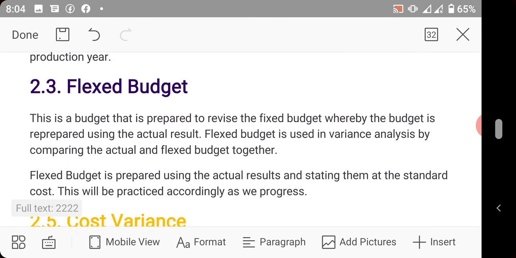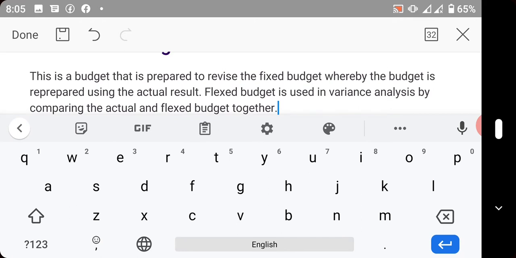This flexed budget is a budget that is flexed, adjusted to reflect the actual activity at the standard cost. Flexed budget brings the fixed budget and the actual result to the same pedestal of comparison. You can't compare a first class student with a third class student. If you must compare them, you must bring them to a playing ground where they can compete favorably.